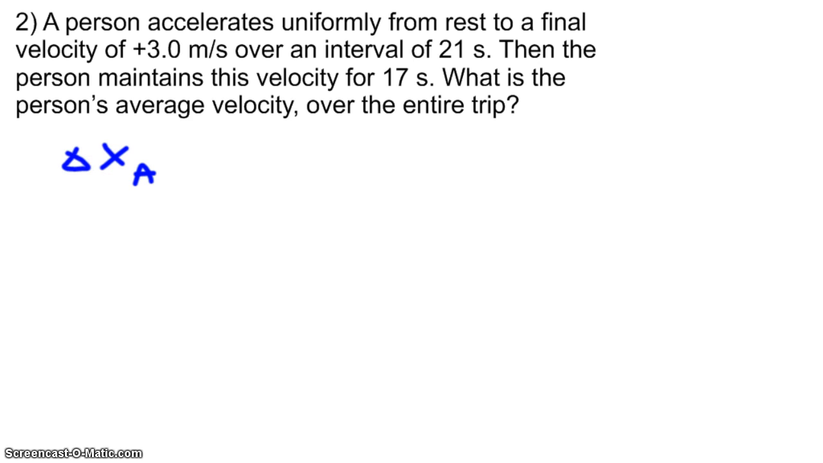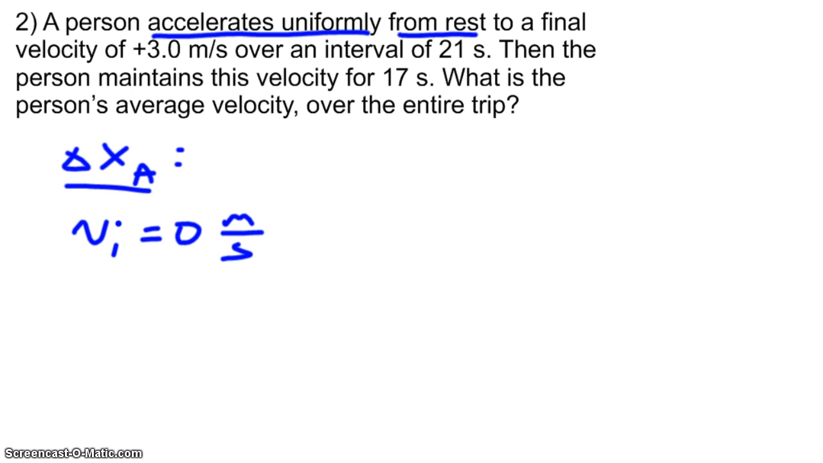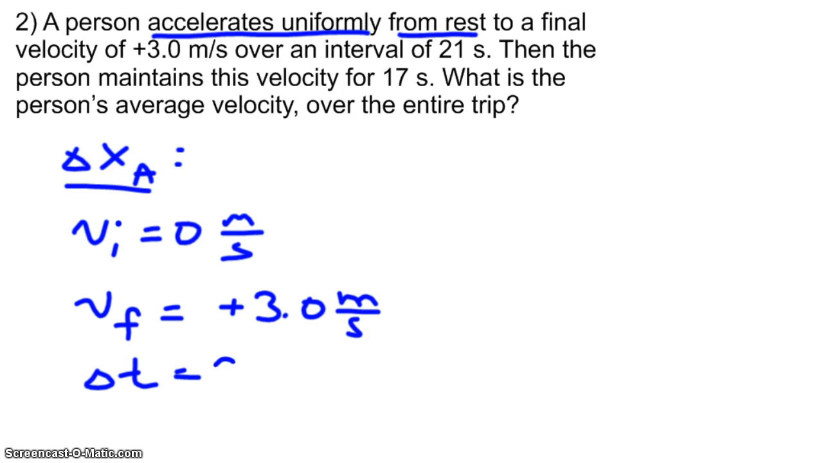First, let's find delta x sub A. In segment A, we have uniform acceleration. That's a fancy way of saying constant acceleration. We start at rest, accelerate up to a final velocity of positive 3. Wow, the question sure was nice to put the word final in there. That makes things a little bit easier. And this lasts for 21 seconds. We need to find delta XA. We're in the business of finding delta XA.